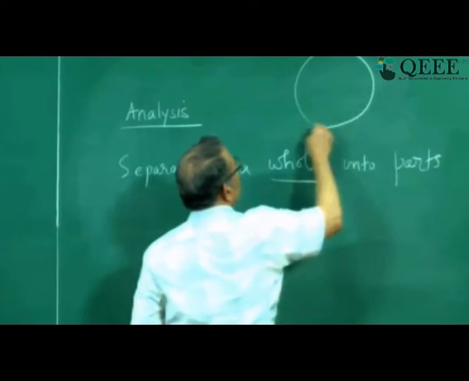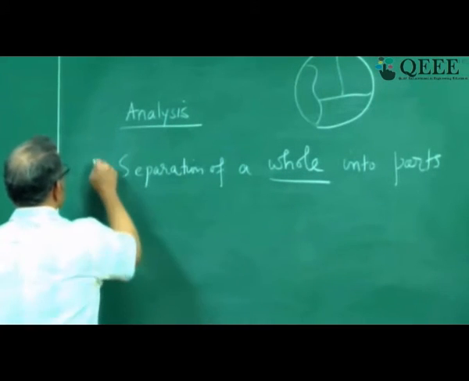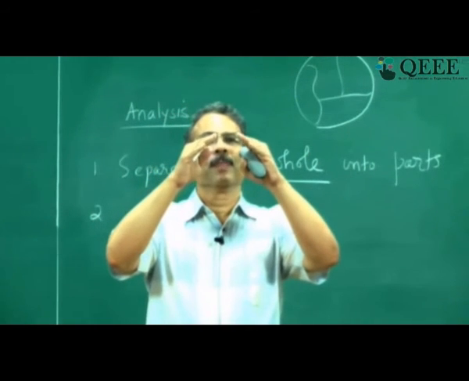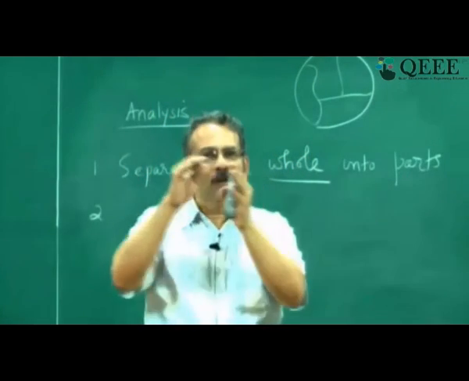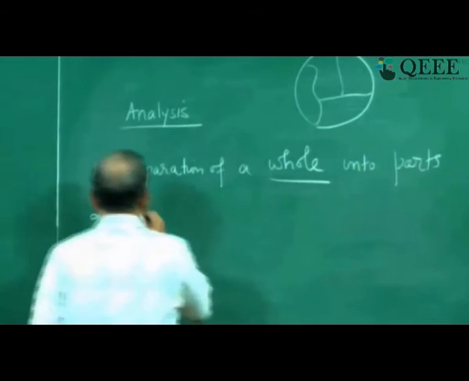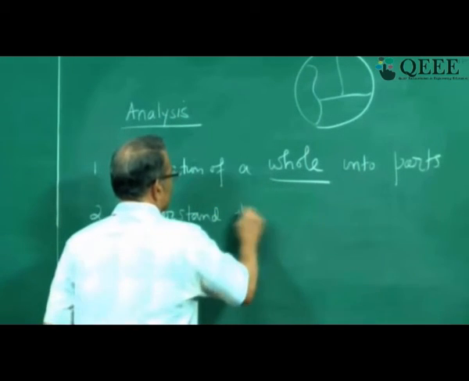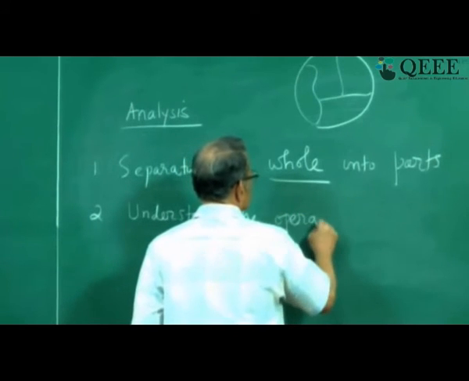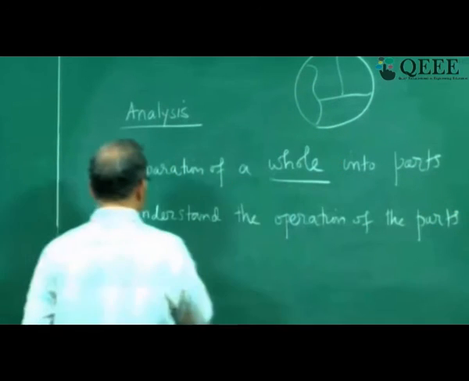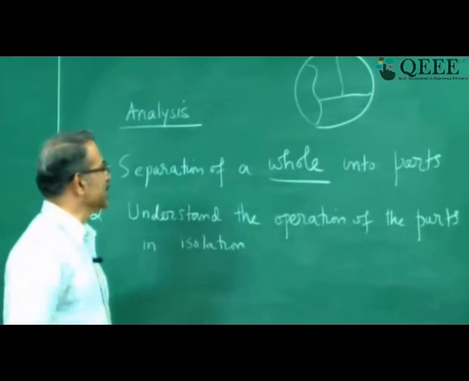We can show it like this. So suppose this is the whole, separate it into parts. Then that is step 1. Step 2, understand the parts in isolation. So you are breaking down a complex problem to smaller problems, right? This breaking down is involved in analysis. Understand the operation of the parts in isolation. In isolation. What does it mean?